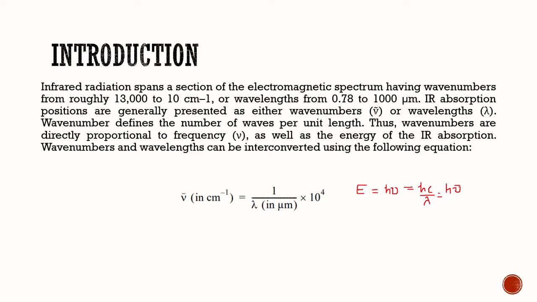So why is that so? Wave number is the inverse of wavelength, and as you can see here, E is equal to h nu and E is equal to hc over lambda. So the relation of wavelength to the frequency and energy is inverse. To make our calculations easier, we use wave number that is directly proportional to the frequency as well as the energy.